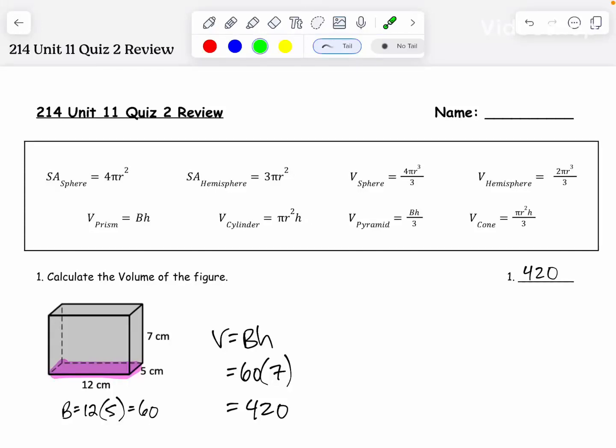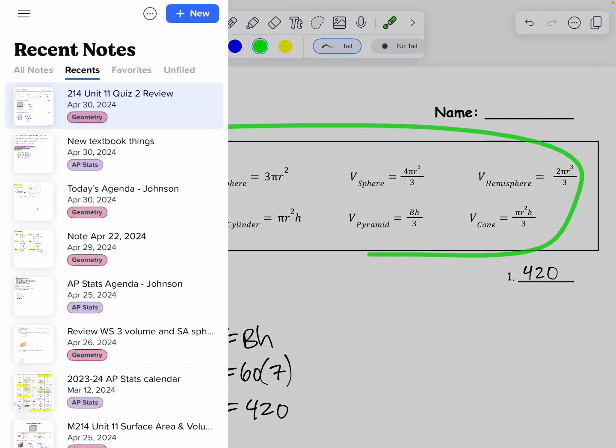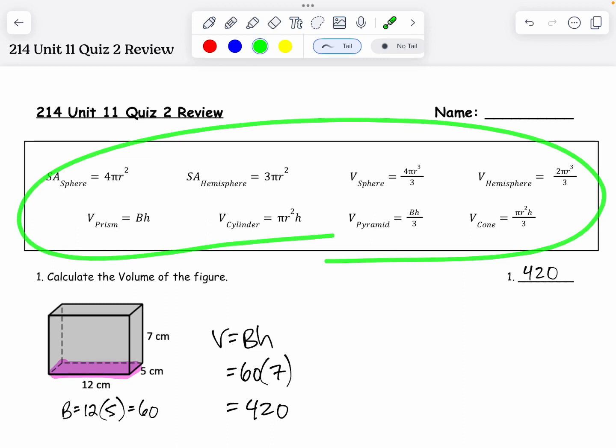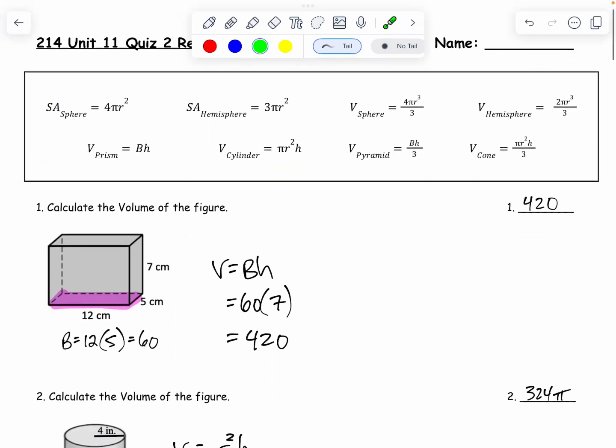All right, you guys, we've got our review for Chapter 11, Quiz number 2. Here are all the formulas that you're going to need. And I'm just going to show you how to get all of these answers real quickly.